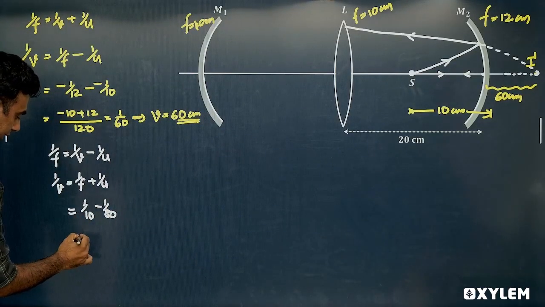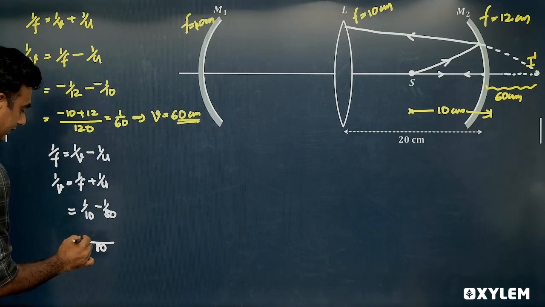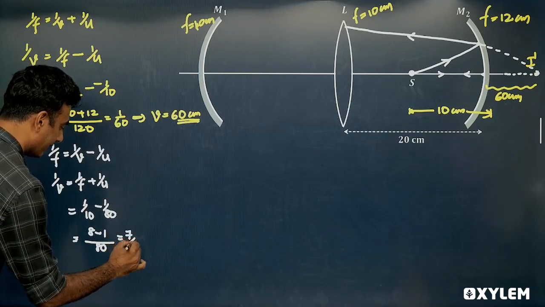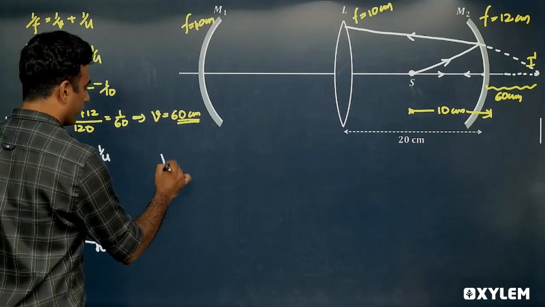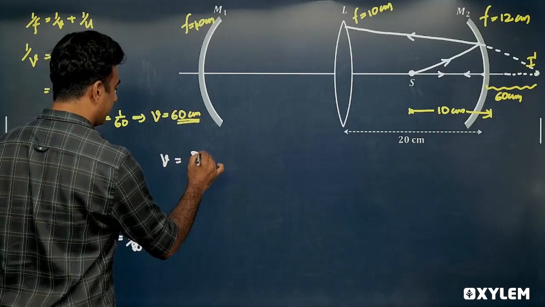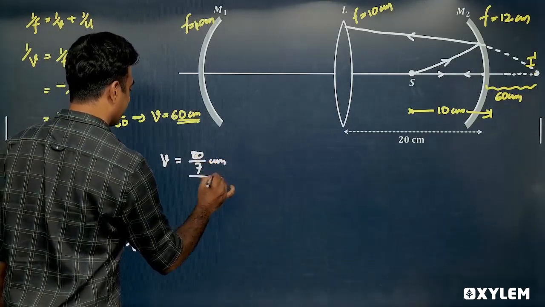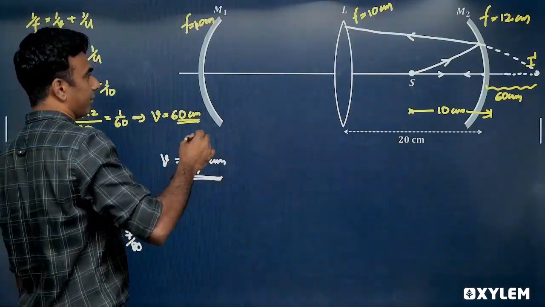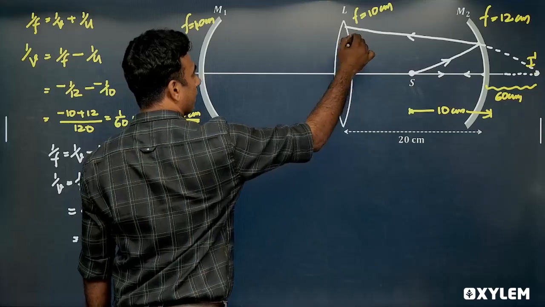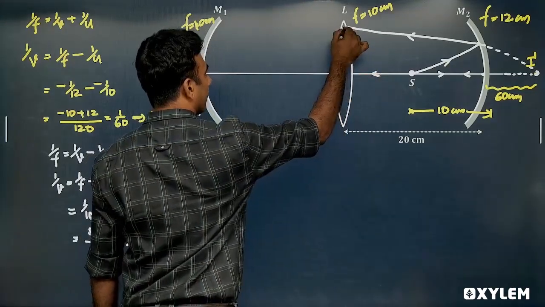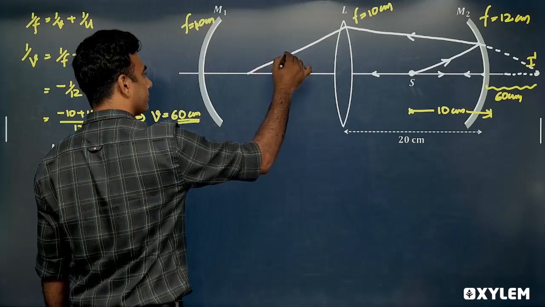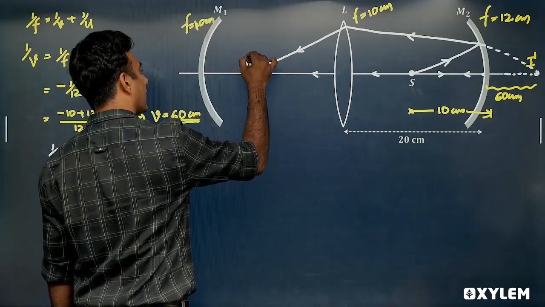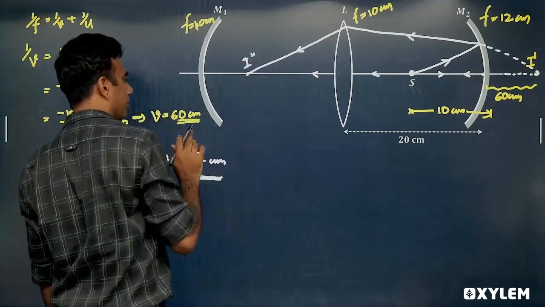Now, what is this? If you take 80 as the LCM, then 8 minus 1, 7 divided by 80, or v equals 80 divided by 7 centimeter. Let me consider it like this: this will come over here, and here forms the second image I double dash.